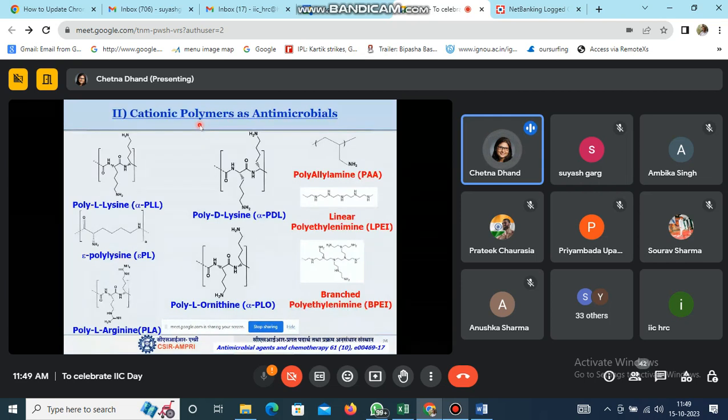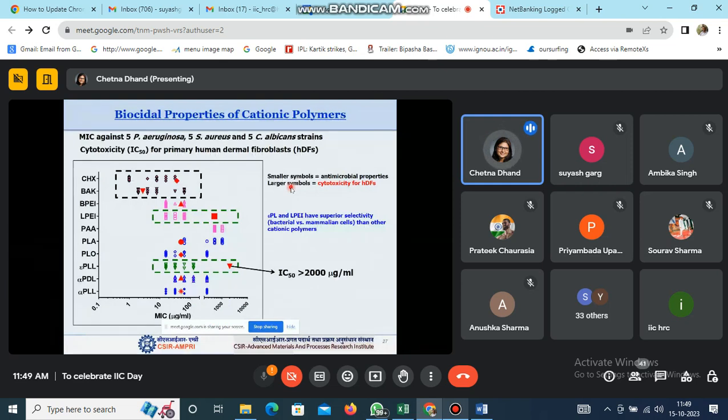Now which cationic polymer should we use? So we made a list of which are the very effective cationic polymers. This is the list we have prepared, and we started investigating all these polymers. First of all, we checked the antimicrobial potential of all these cationic polymers, and we also checked their cytotoxicity for dermal fibroblast cells. As I have mentioned, the antimicrobial component should kill the microbes, but at the same time, it should not kill the skin cells.